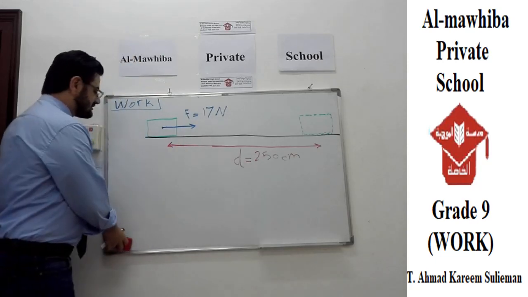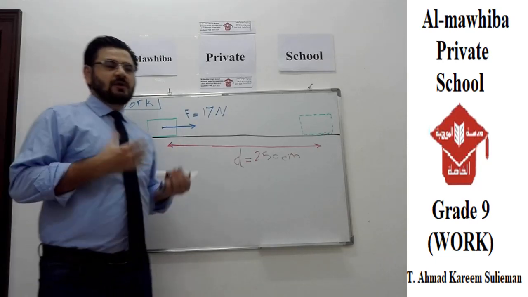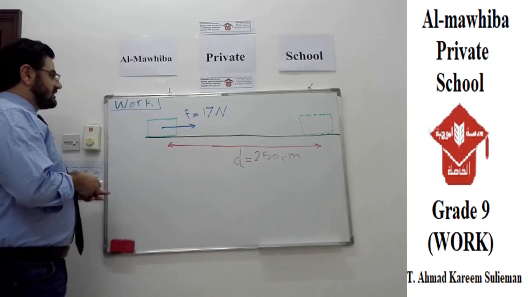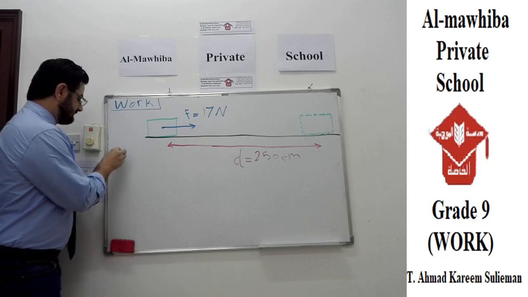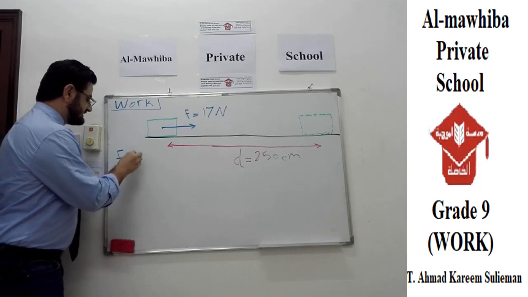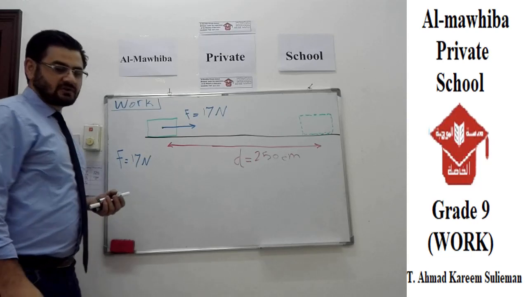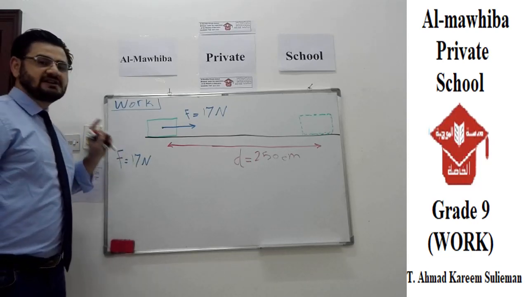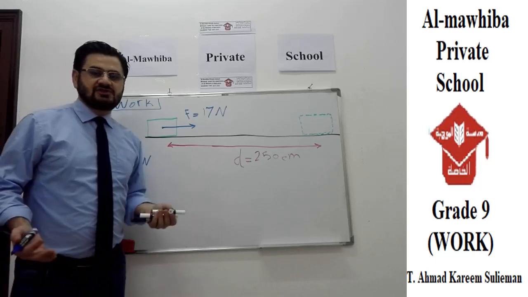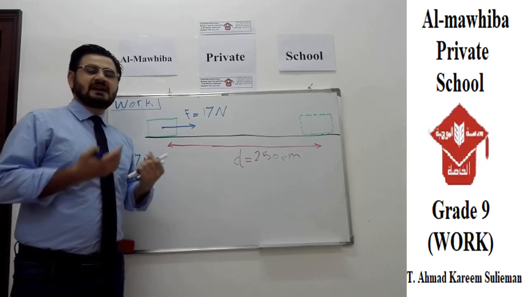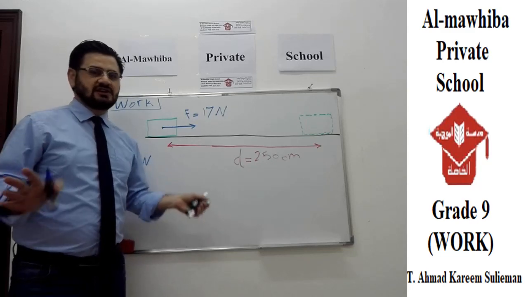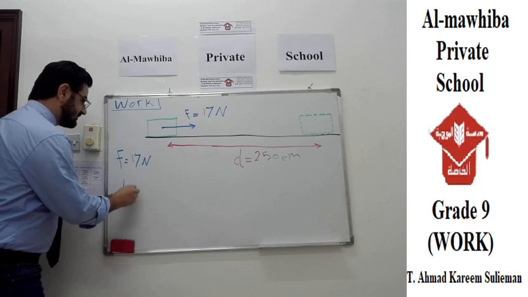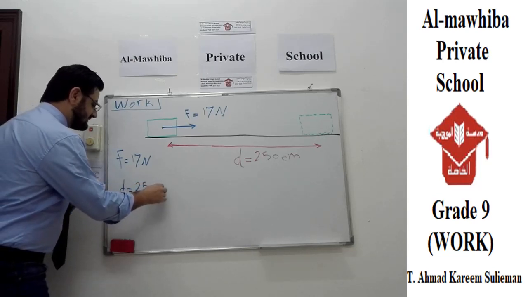First of all, when we want to solve any physics problem, we put the information that we have. Okay, let's write. We have the force 17 Newton. As you can see here, the unit is Newton, so no need to change. It's not in kilonewton, it's not in meganewton or millinewton. No need to change. The other information we have is the distance equals 250 centimeter.